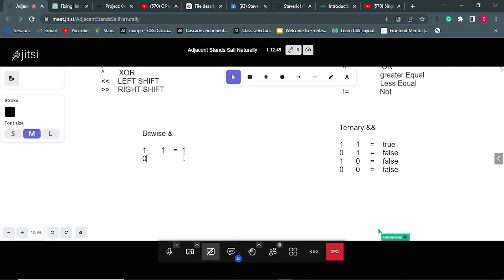If I have 0 and 1, it will return 0. If I have 1 and 0, then it will return 0 because we have false here. 0 means false and 1 means true, then it will be 0. And if I have 0 and 0, then it will be 0.